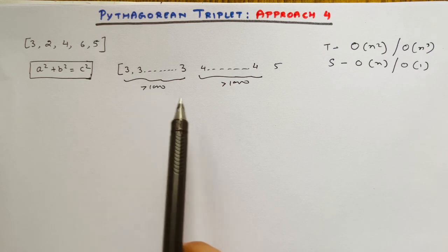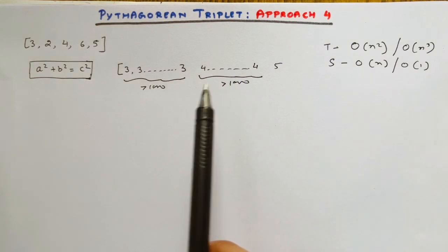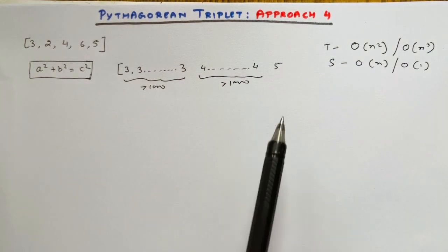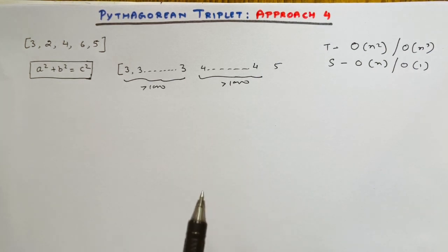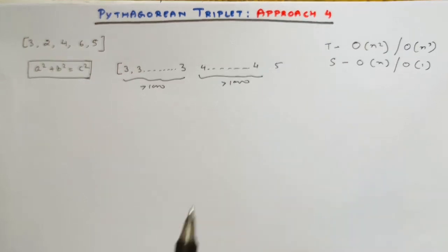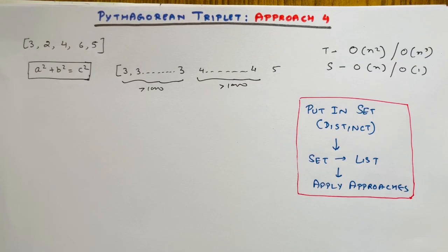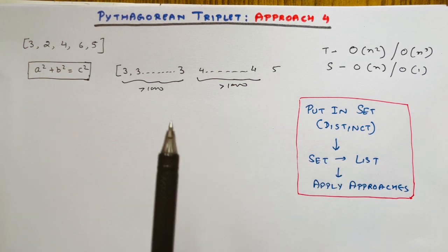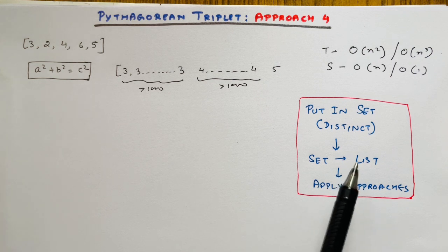We can just put all these elements into a set. That will ensure that the set only has distinct elements, and then we convert that set to a list, and then we apply our previous approaches to the new list. This is what our approach would look like. Now this list only has the distinct elements, so its size is much lesser than the original size, and we will apply approaches on this list, so overall time complexity and space complexity will be lesser.